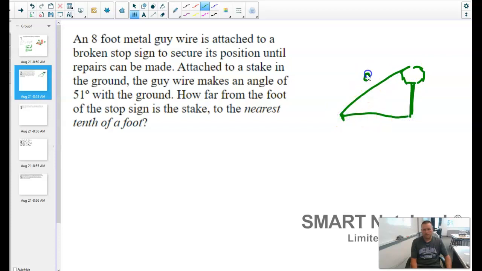The stake's right here. This is 8 feet here, and we know this is 51. And what we want to know is how far the foot of the sign is from the stake. So I want to know that distance right there. So there's my drawing here. Again, I'm going to say, okay, there's my angle, there's my hypotenuse. And then this is the opposite, so this has to be the adjacent. What trig function uses adjacent and hypotenuse? That would be cosine, and then we're just going to substitute.